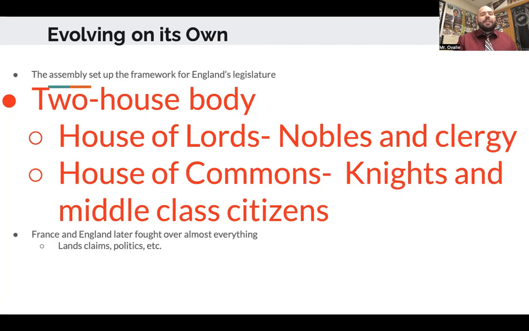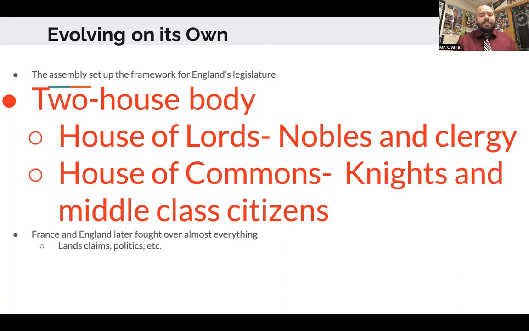All right, so evolving on its own. This assembly will set up England's framework for England's legislature. It's a two-house body of parliament. You have the House of Lords, that great council, nobles and clergy. Think of it as the upper house. And then the bottom house is the House of Commons, the knights and middle-class citizens. You need to know those two.